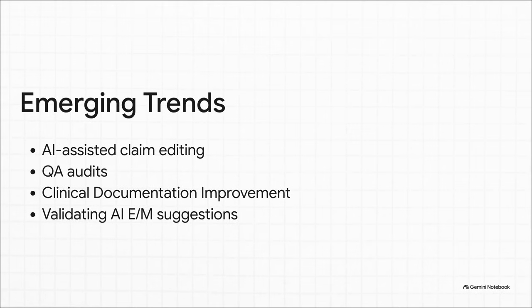The future of this industry absolutely belongs to the human in the loop. The emerging career trends for top-tier coders involve validating complex AI systems, transitioning into clinical documentation improvement, or CDI programs, to teach providers how to write better notes, and running QA audits. AI is not going to replace elite coders. It's simply going to replace coders who don't know how to use AI.